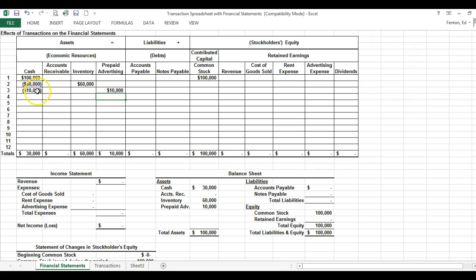Again, we've traded one asset for another one, gave up cash, but now we have an asset we're going to use in the future, and this is the value of some advertising we're going to be able to take advantage of. Nothing happened on the liabilities and equity section. We now have 3 assets, and they still total $100,000.